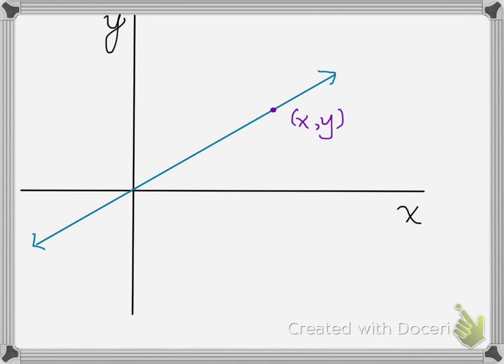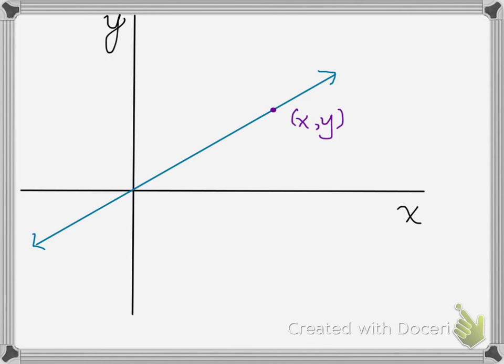Okay, now you don't have this in your notes. You can take some notes if you'd like. We're going to look at just a general line here. So this is the blue line, contains point x, y.